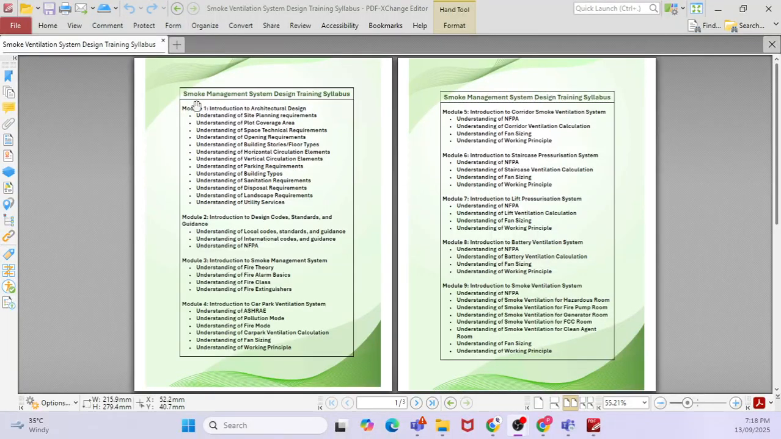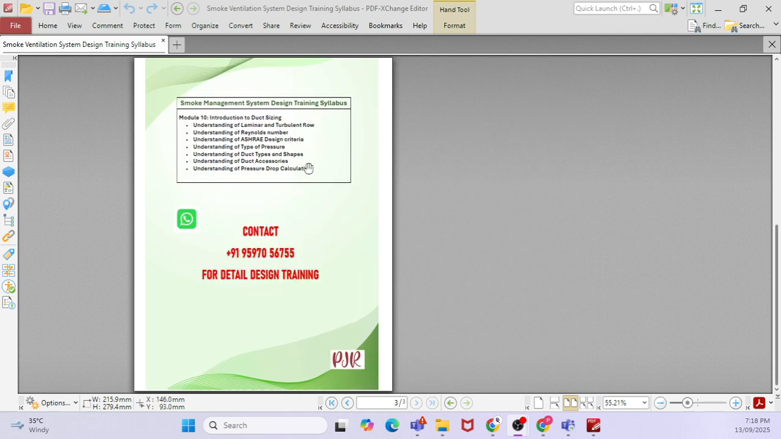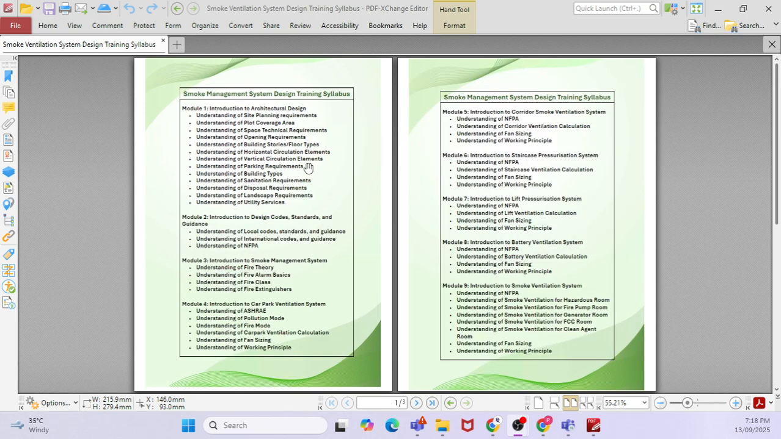So here you can go, this is a smoke management system design training syllabus basically. You can say that there is module 1 up to module 10 here, right?